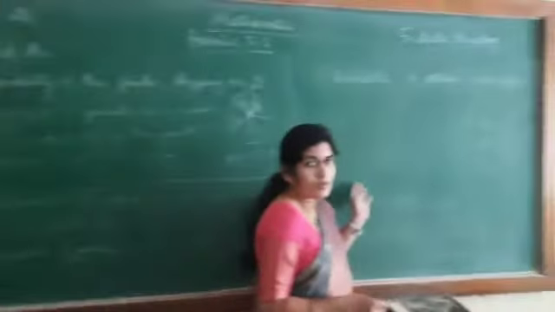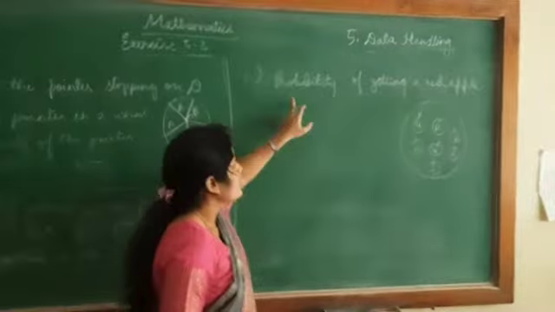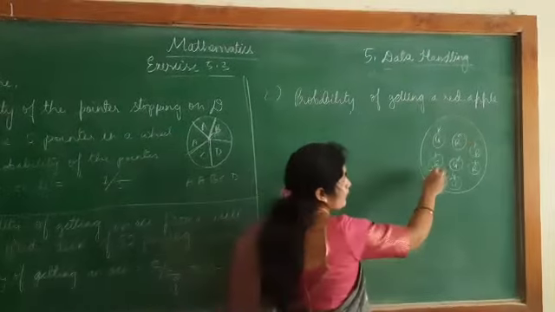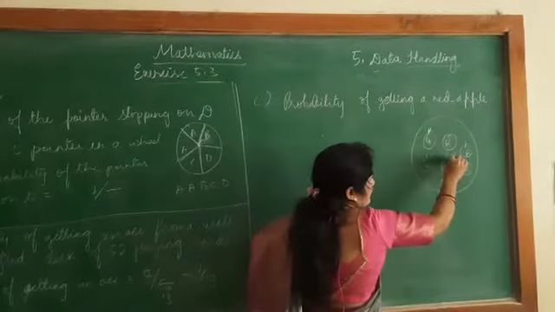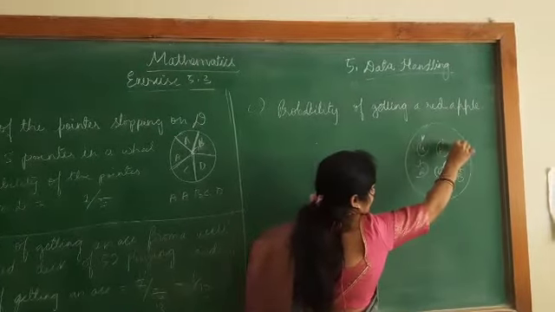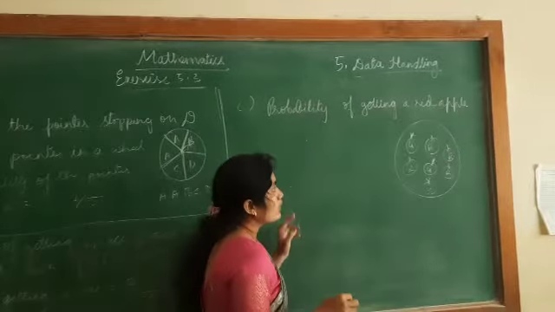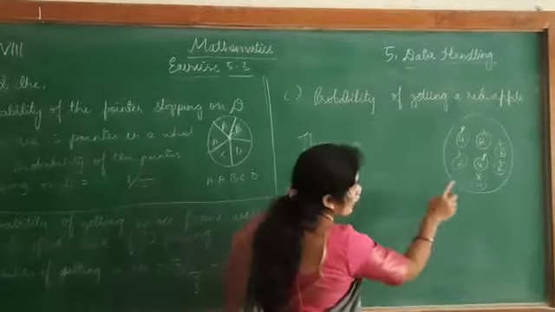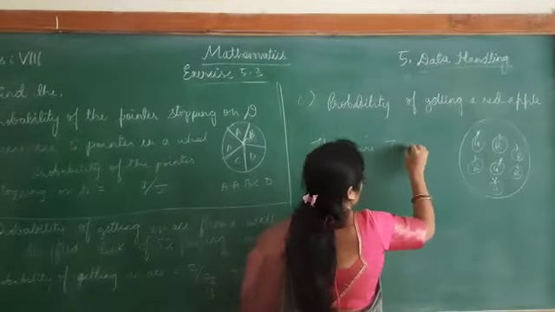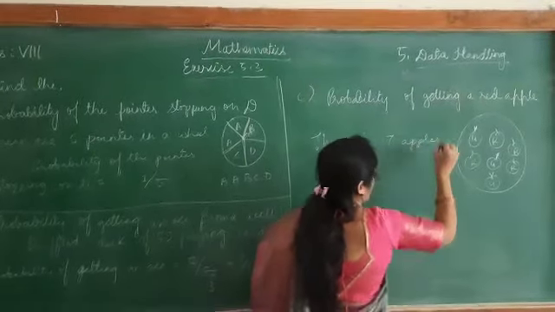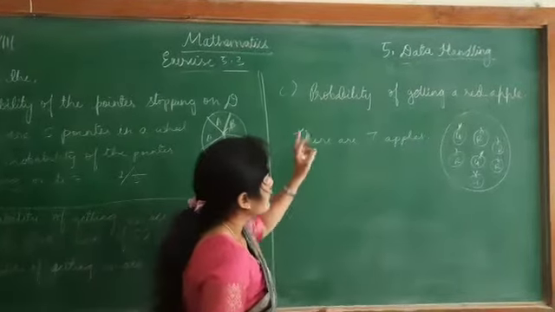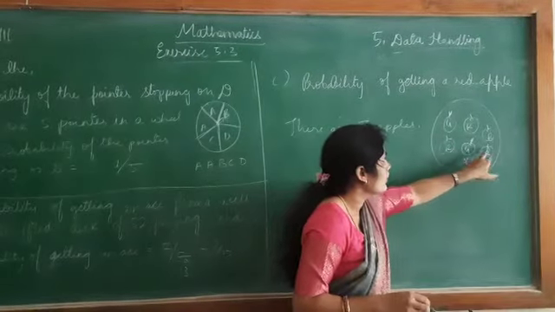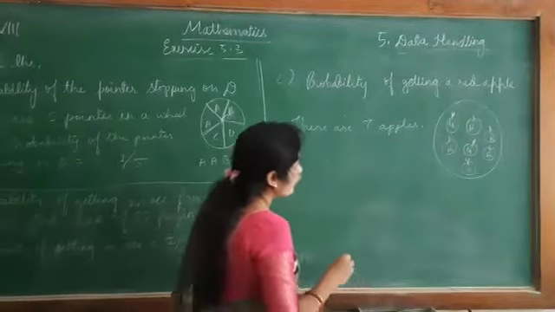Now let us move on to the third one, C1. Probability of getting a red apple. In this group we have 7 apples: red, green, green, green, red, red, red, red. So there are totally how many apples? 7 apples. And how many are red? 1, 2, 3, 4. So there are 4 red apples here.